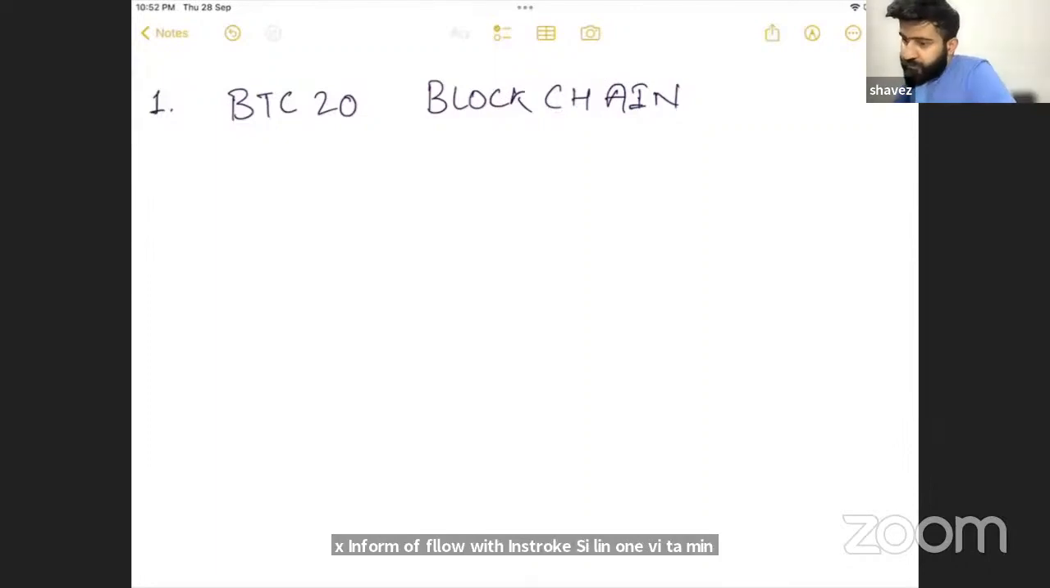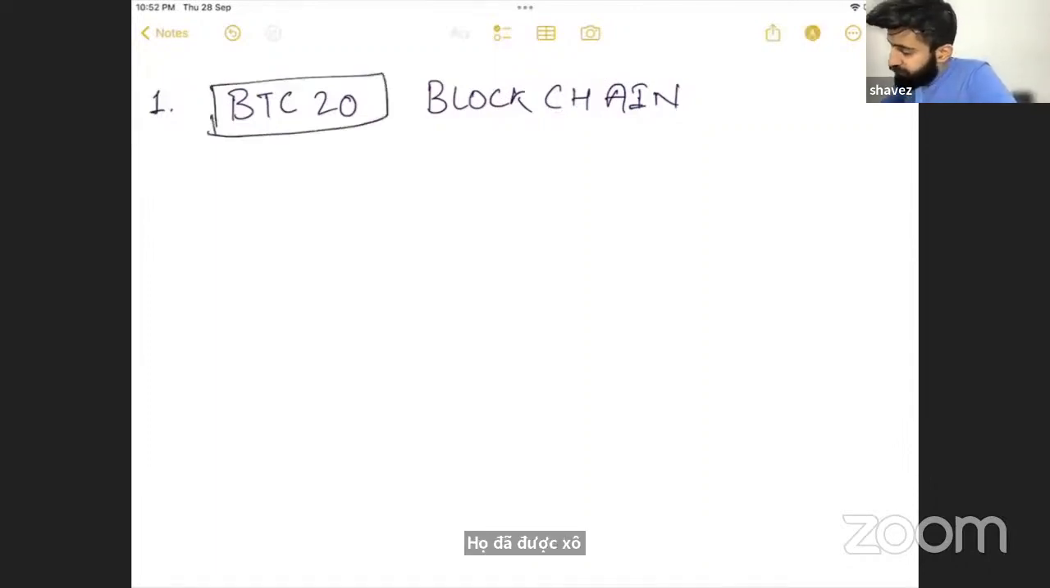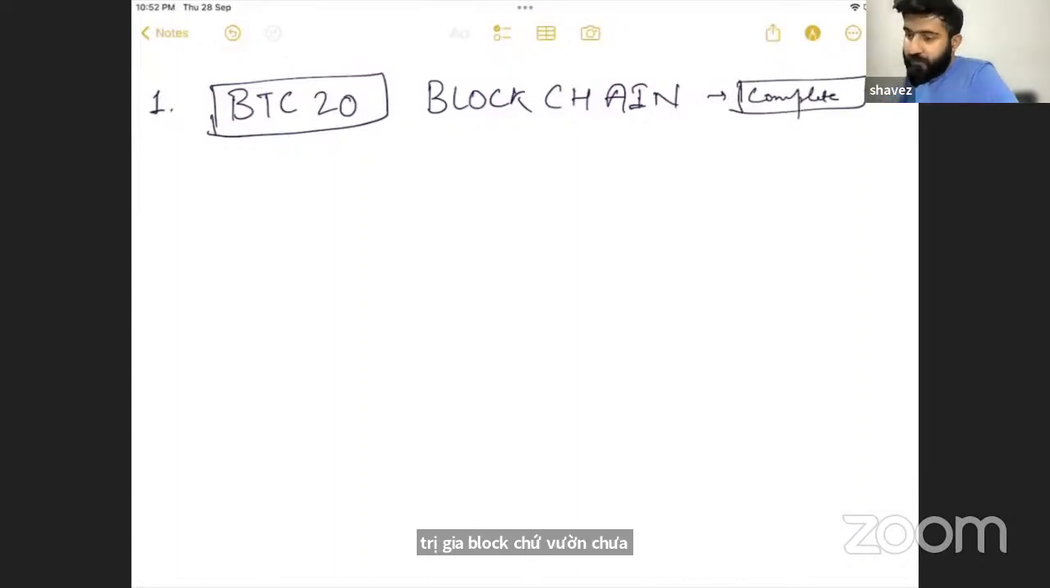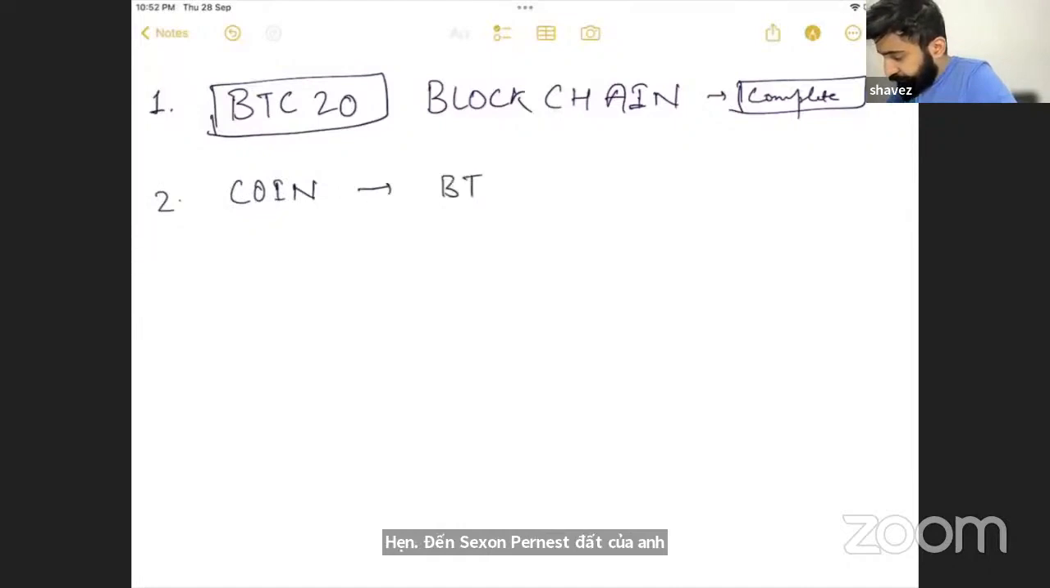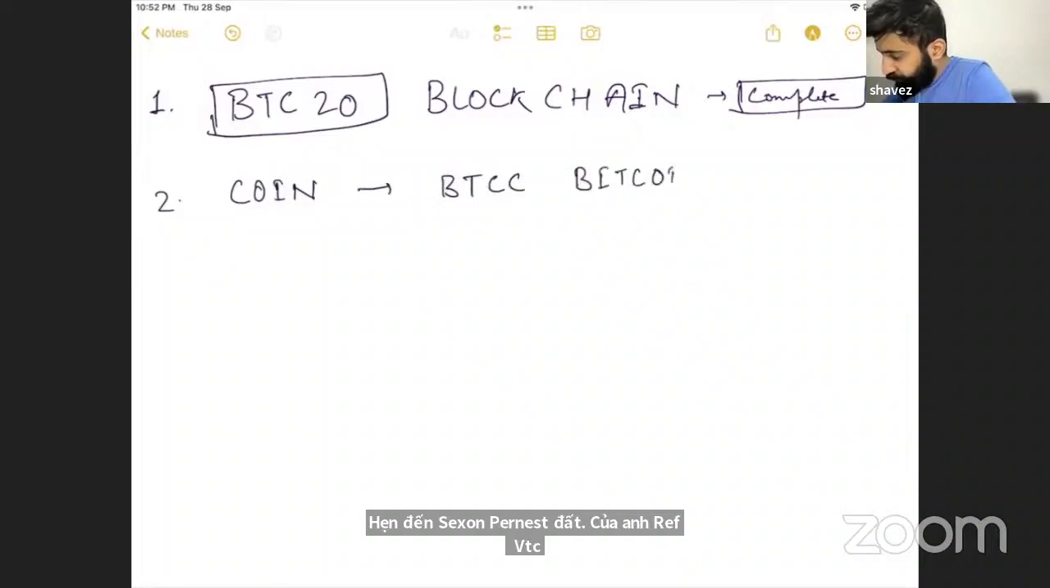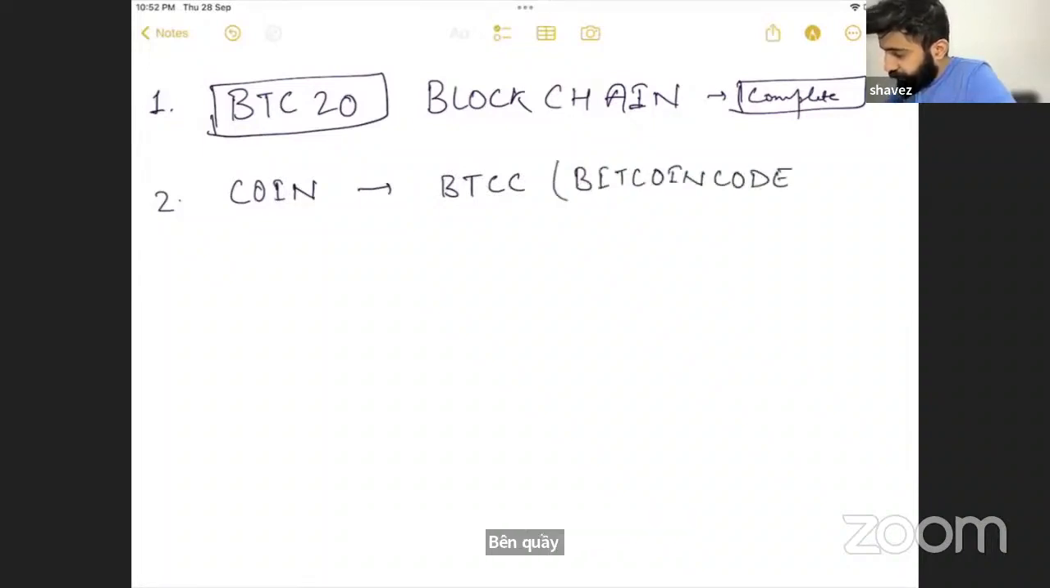All right. So BTC20, that is our blockchain, which is complete, which is live. And then the second component is the coin, right? Which is BTCC, Bitcoin Code. Okay.